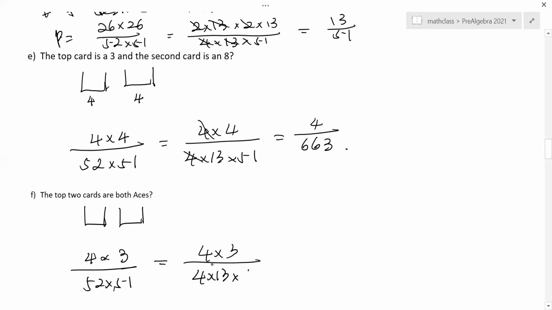51 is actually divisible by 3. I can tell that because the sum of the digits of 51 is divisible by 3. So it's 17 times 3. The 4s cancel out, the 3s cancel out, and you have 13 times 17, which is 221.